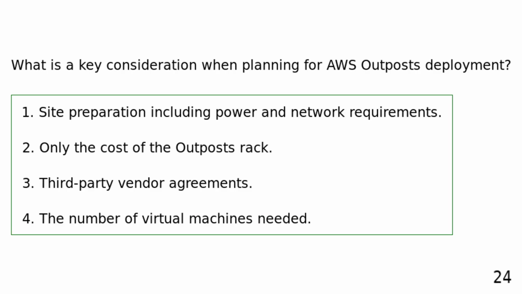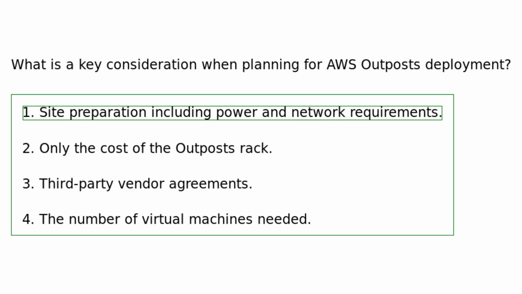What is a key consideration when planning for AWS Outposts deployment? Site preparation including power and network requirements. Only the cost of the Outposts rack. Third-party vendor agreements. The number of virtual machines needed. Proper site preparation, including ensuring sufficient power and network connectivity, is crucial for a successful AWS Outposts deployment.